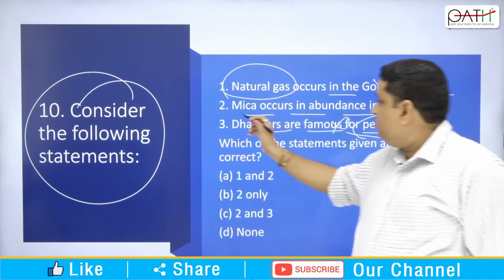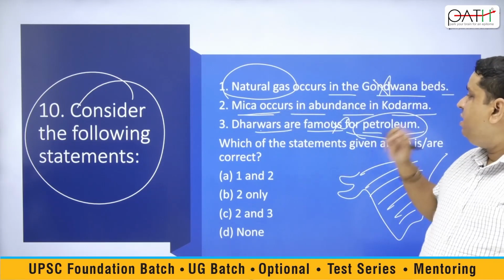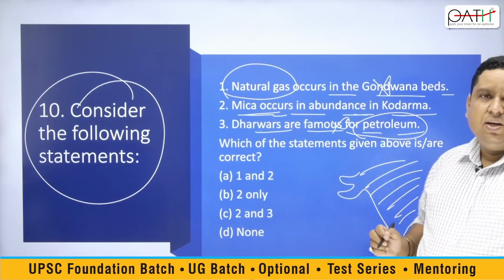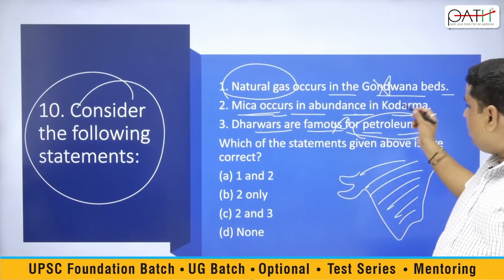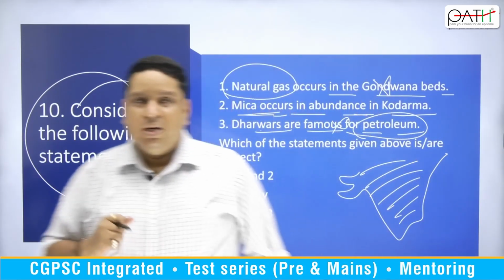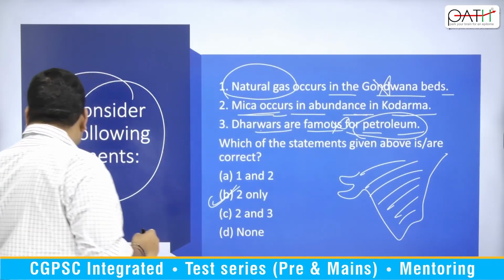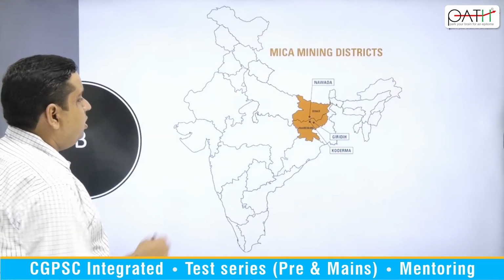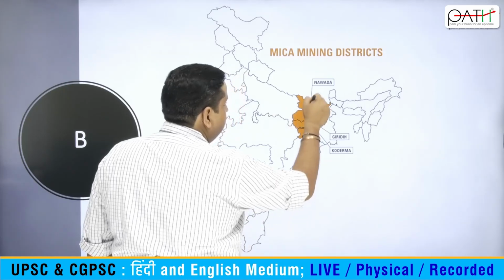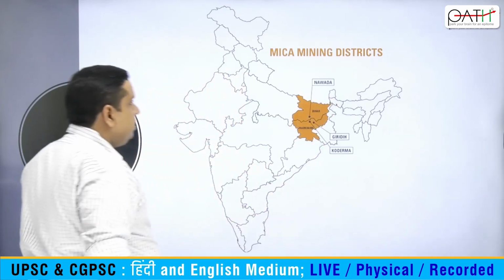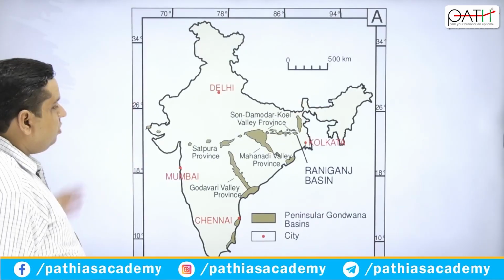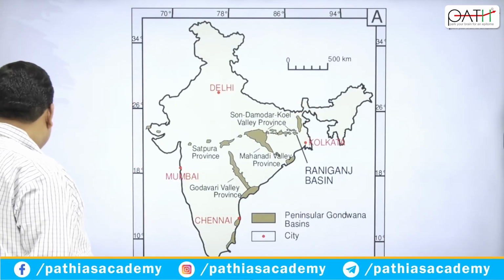Your answer will be option, second pair, which is mica occurs in abundance in Koderma. It's the correct answer. It's in Jharkhand. And so the answer will be option B, 2 only. Let us come to the next question now. So these are the regions: Koderma, Giridih. Here we have Hazaribagh. To the north we have the Nevada. All this region. Then, so these are the regions of Gondwana basins.